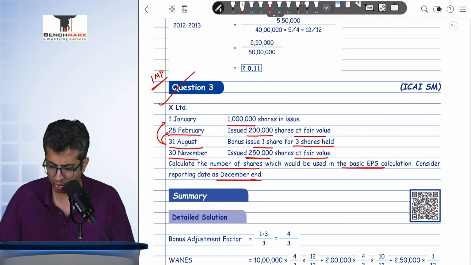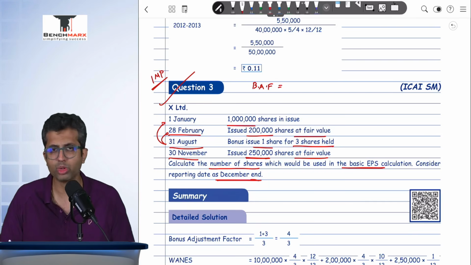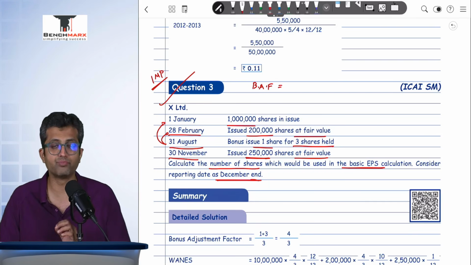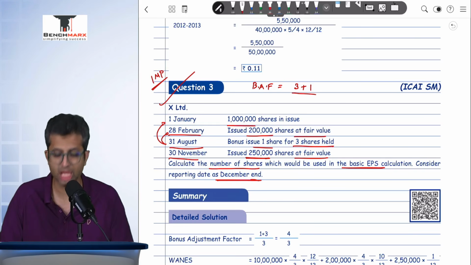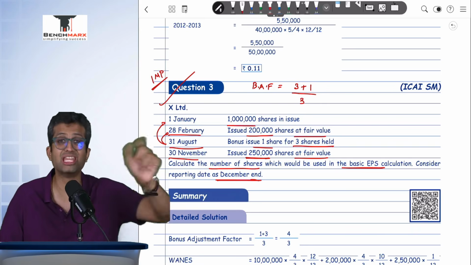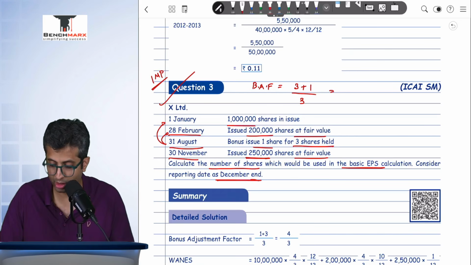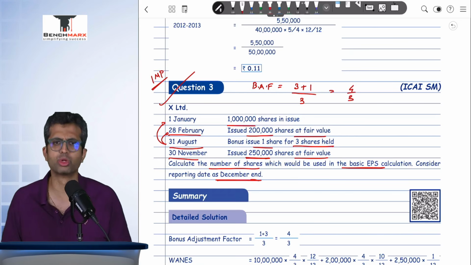Now, in such a case, what you will try to do is calculate what is called a bonus adjustment factor. Bonus adjustment factor will take the number of shares pre-bonus. I would say that for every 3 shares which are pre-bonus, there will be 1 bonus share which is issued. And hence, I will say that 3 shares pre-bonus are equivalent to 4 shares post-bonus. And hence, 4 by 3 is your bonus adjustment factor.